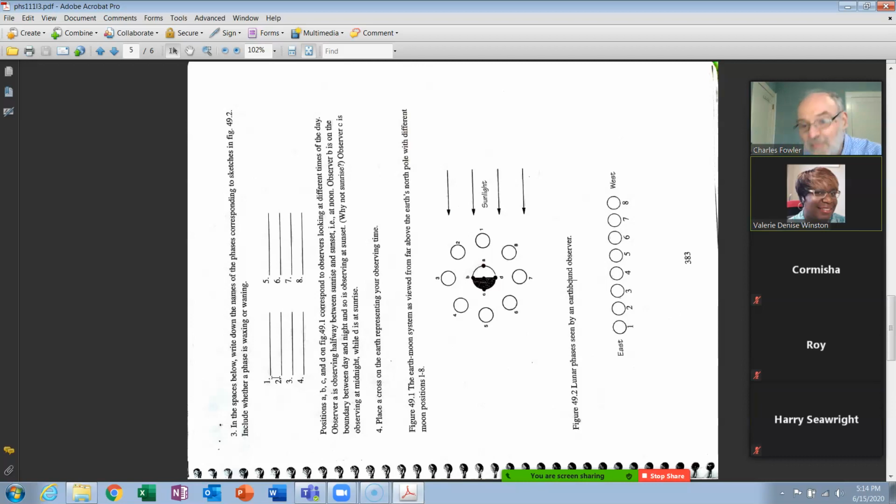Waxing. It's waxing because a few nights before it was totally dark. Now just a little bit is light, so it's waxing. Perfect. Okay? Then you look at number 3 here. And it's exactly half and half, so what would you call that?